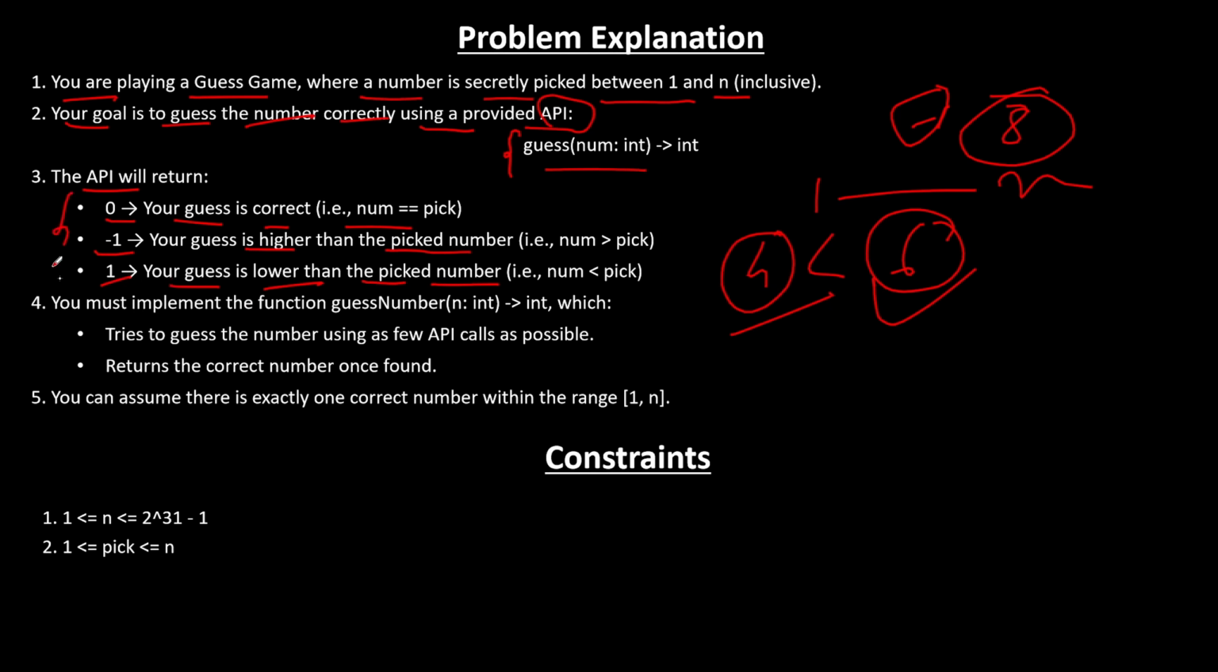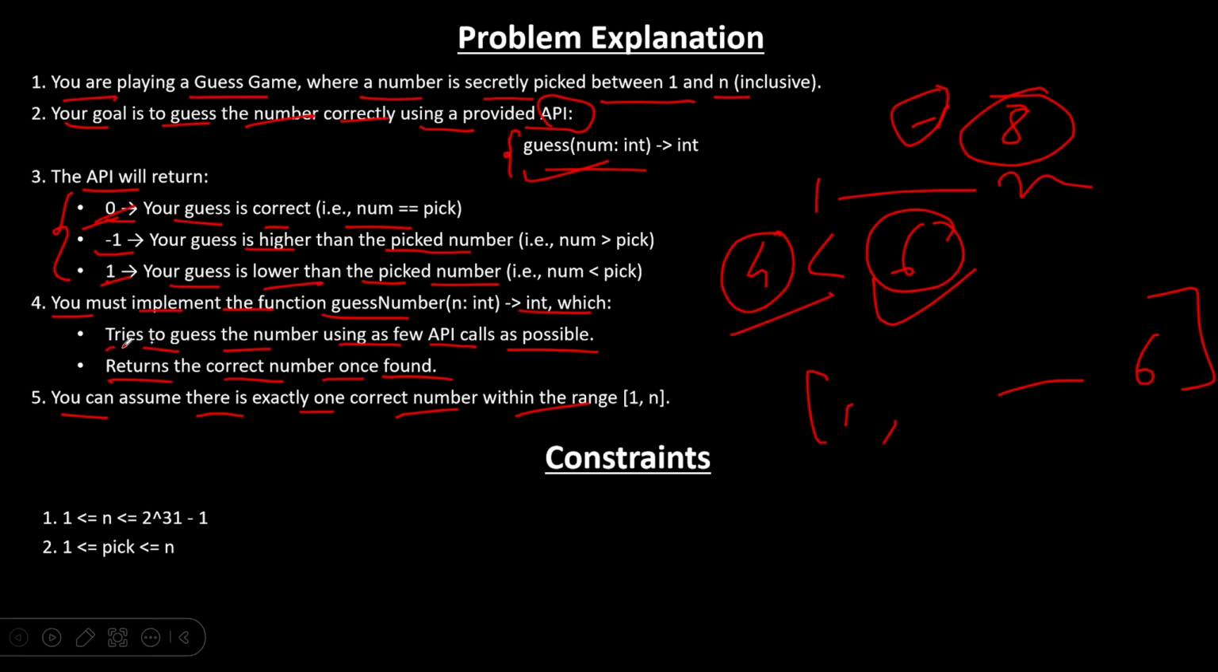These are the three returns of the API, and you must implement the function guess number which tries to guess the number using as few API calls as possible. Return the correct number once found. You can assume there is exactly one correct number within the range. So basically there is this range 1 to n, or 1 to 6 suppose, inclusive, and you will try to guess the number by passing that number in this function, and it will check and return 0, minus 1 or 1, which basically means correct, greater or smaller respectively. And when we get the number we will return it, and that is what we have to do.